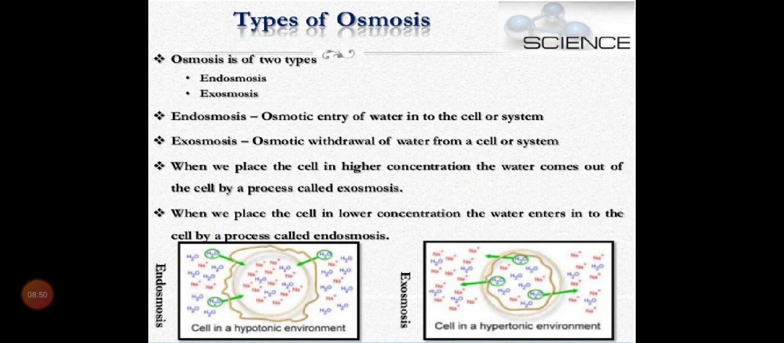Now take a seed, keep it inside water and leave it for 8 hours. After 8 hours, if you see the seeds, what will happen to them? Seeds become swollen. And here what process has taken place, endosmosis or exosmosis? Here water is getting inside the cell, so we'll call it endosmosis. Clear?